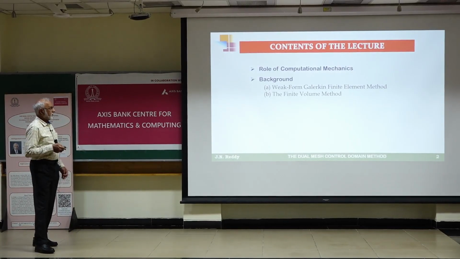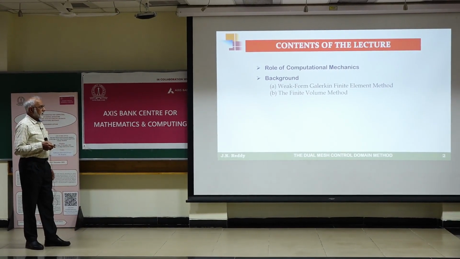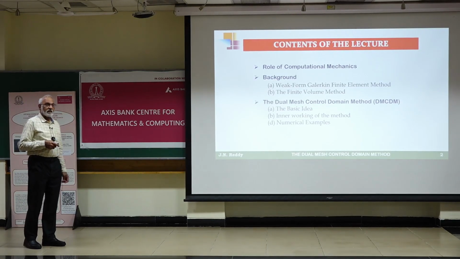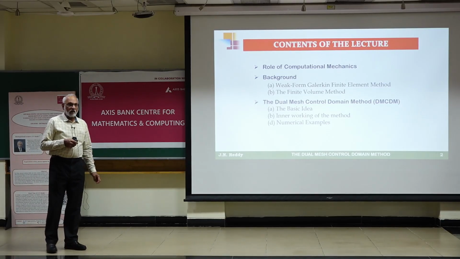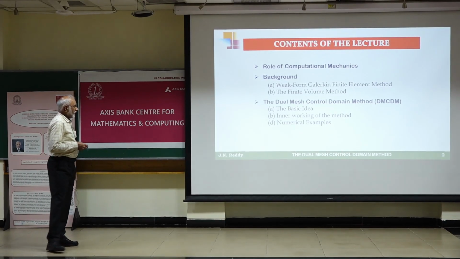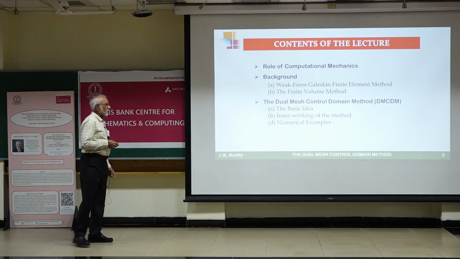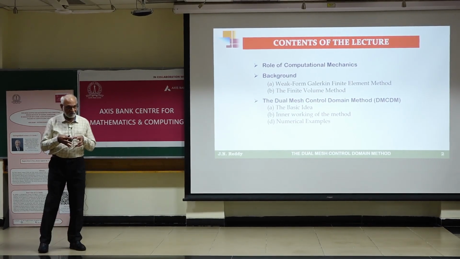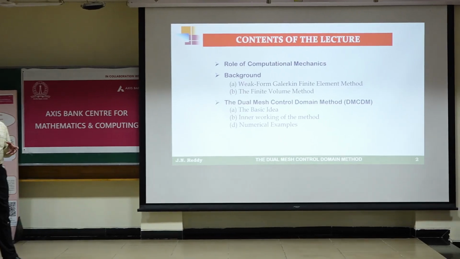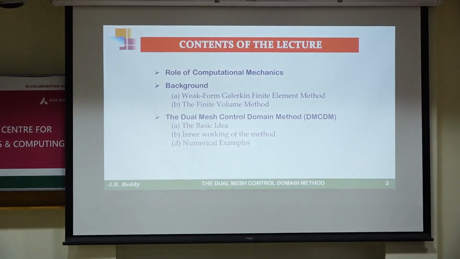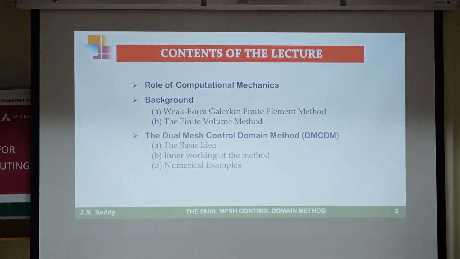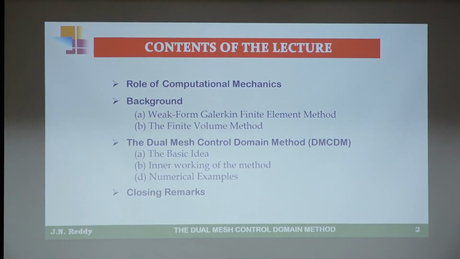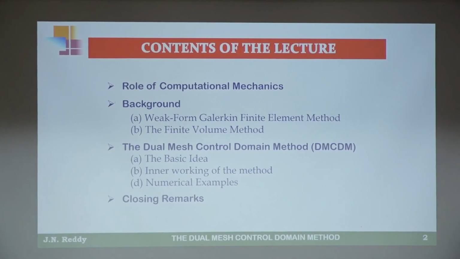Then I will go into the weak form Galerkin finite element method and then the finite volume method in a brief way, using a typical two-dimensional boundary value problem. Then we'll talk about the actual dual mesh control domain method, which is nothing but taking the good of the two methods, which I'll explain, and putting them into one method that is as good as finite volume as well as finite elements. I'll show some numerical examples also. Then I'll close with some remarks.